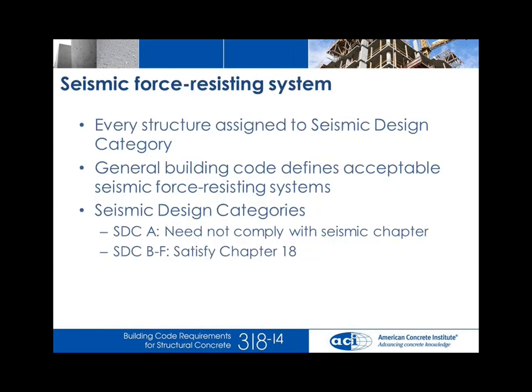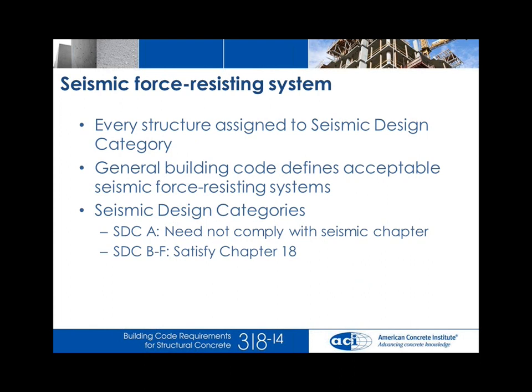For the seismic force resisting system, there is a little extra discussion about where you have to go within the building code to find the requirements. It's noted that every structure must be assigned to a seismic design category anywhere that this code is used. The general building code defines what's acceptable for seismic force resisting systems. If you are assigned to seismic design category A, you need comply only with all the other chapters of the code, but not the seismic chapter.